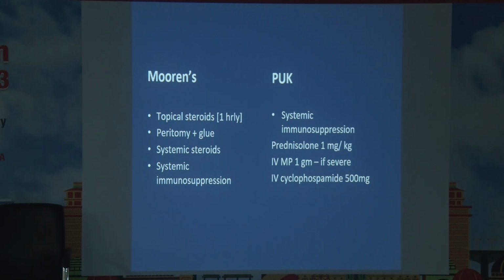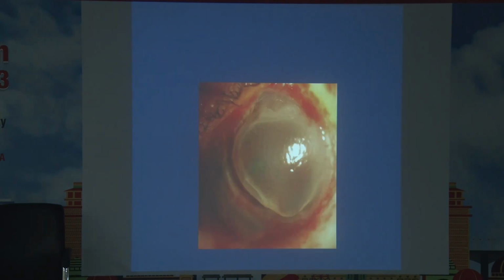So depending on the disease, like if it's a very severe form of vasculitis, you have to admit the patient, pulse the patient. Quite often you have to give methylprednisolone also. And most of the conditions like rheumatoid arthritis, somewhat moderately severe, you can just give systemic steroids 1 milligram per kilogram and it should be done. In Mooren's, it is topical steroids. Then you switch up the treatment to peritomy plus glue and then systemic steroids. And then if it is not working, then you have to go for systemic immunosuppression.